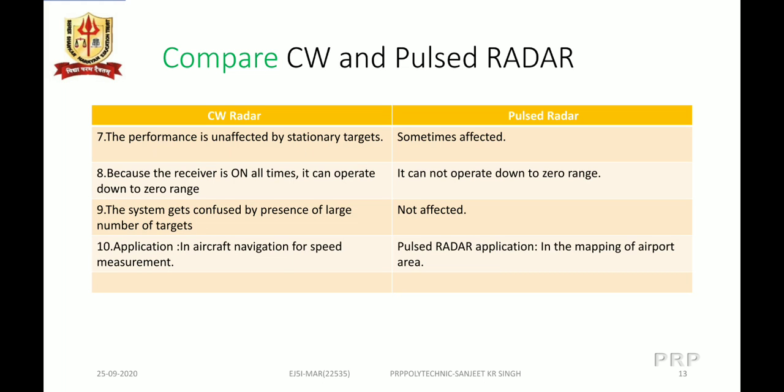The system gets confused by the presence of a large number of targets in continuous wave radar, whereas pulse radar is not affected. One application of continuous wave radar is in aircraft navigation for speed measurement, whereas a pulse radar application is in mapping of the airport area. So MTI radar is used in mapping or navigation applications.